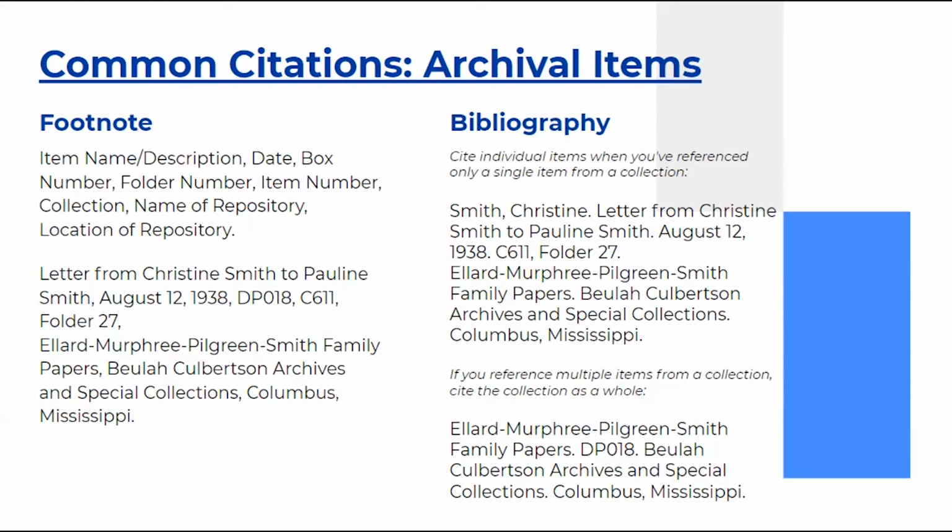The idea is that if I saw this in your paper, I could backtrack and trace your steps to finding the specific information. So you'll also include the name of the collection and the name of the repository, and then the location of the repository. So if I was trying to track this item down, I'd be like, okay, I've got to go to Columbus, Mississippi. I have to find the Beulah Culbertson Archives and Special Collections. I need to request this specific collection, these papers, and then I need box 611. It's in the 27th folder, and then this is the name of the item that I'm looking for.